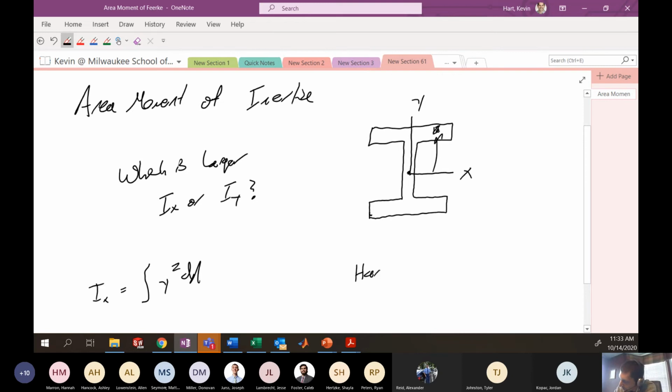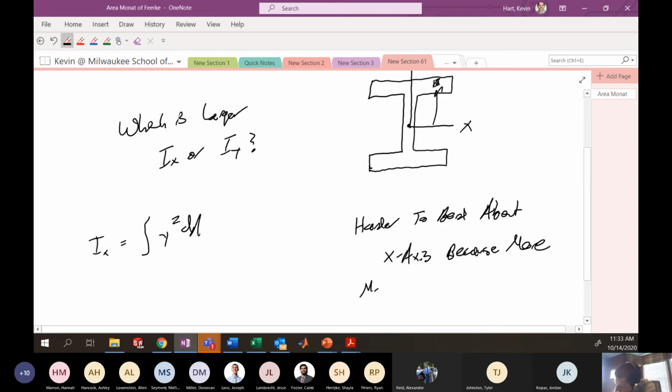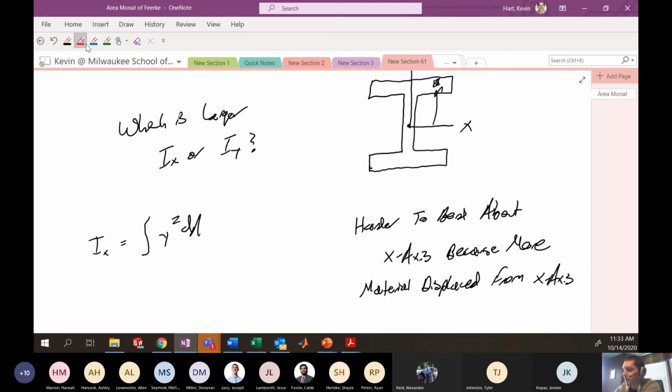So in general, it's harder to bend about the x-axis because more material is displaced from the x-axis. It would make this value very large in the calculation of the area moment of inertia about x. So, which is larger, Ix or Iy? Here, Ix is larger.